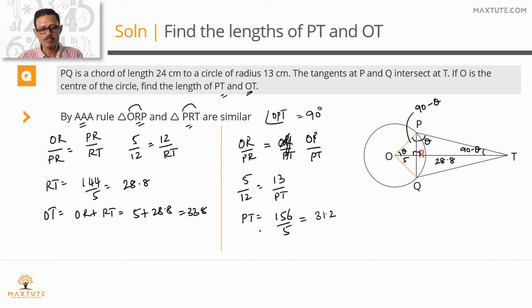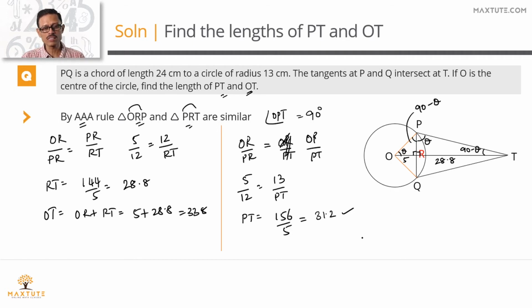If you want, you could have found out this PT a little differently also. We have found that in this triangle OPT, which is a right triangle, the hypotenuse measures 33.8. We know the measure of OP is equal to 13. So you could have used the Pythagoras theorem and computed the value of PT. The calculation there might be more difficult than going about it this way. So I prefer the similar triangle route to the calculations rather than the Pythagoras way.